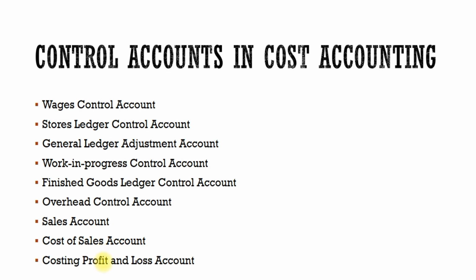And the last one is costing profit and loss account. This account represents profit or loss transferred from sales account and represents the transfer of under or over recovery of overhead. The final balance of this account represents net profit or net loss and is reconciled with the financial profit and loss account with the profit and loss incurred in transactions. So this completes control accounts in cost accounting.